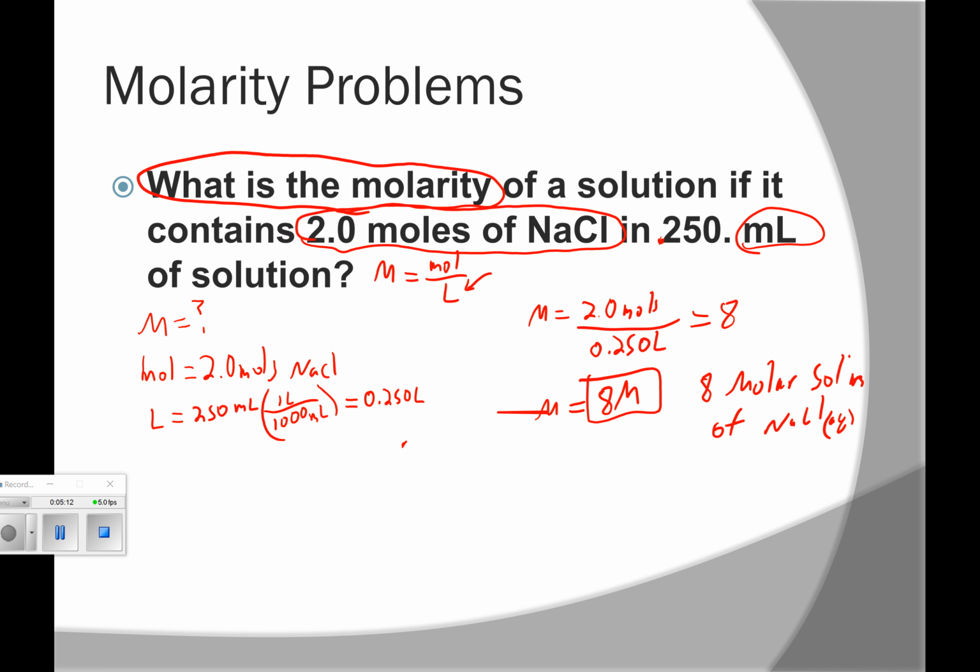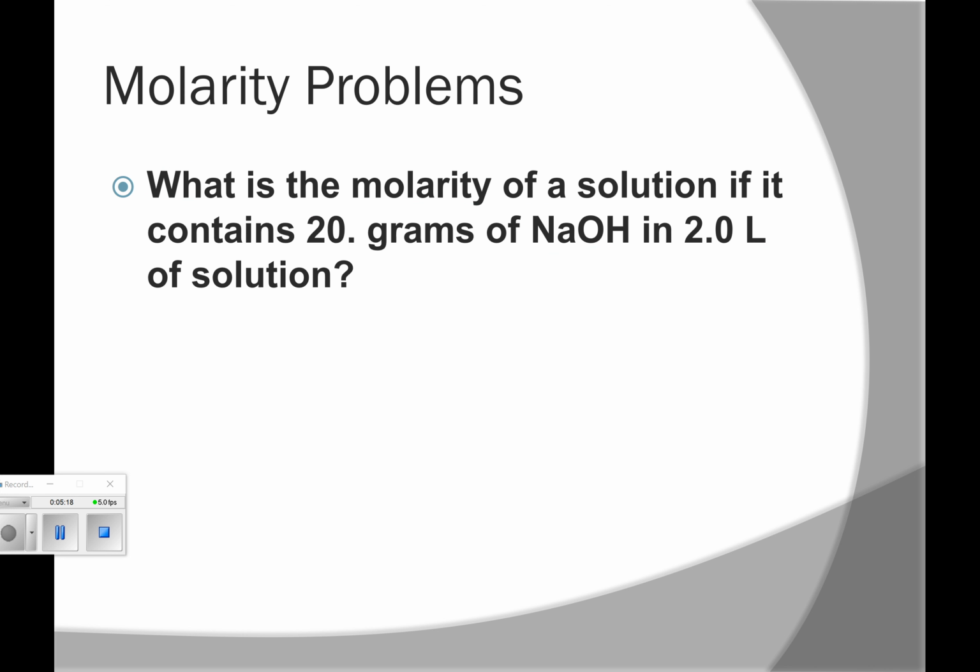The common trick with this is that the volume is oftentimes given to you in milliliters, or, as in the next problem here, you're not necessarily given the moles. So this other type here: what is the molarity of a solution that contains 20 grams of NaOH in 2 liters of solution?